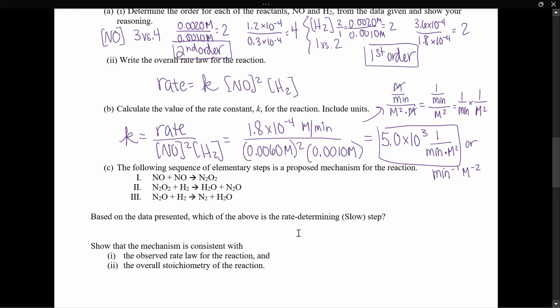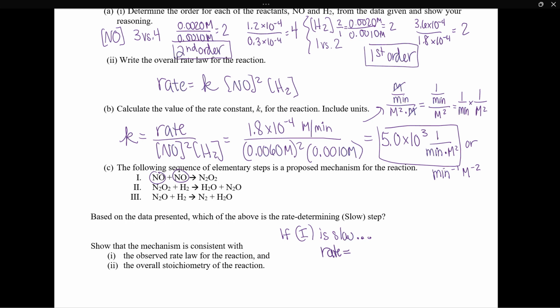And then the last step is we've got a mechanism. Notice in this mechanism, we know what the steps are, but we're being asked which is the slow step. What I tend to like to do in this kind of scenario is work through the various possibilities. So let's think through the possibilities. If step 1 is the slow step, then the rate is just going to be determined by who's in the slow step. So if step 1 is slow, then the rate is going to be k NO squared.